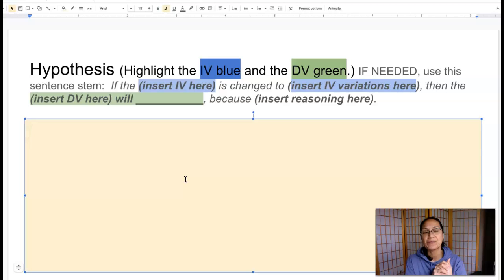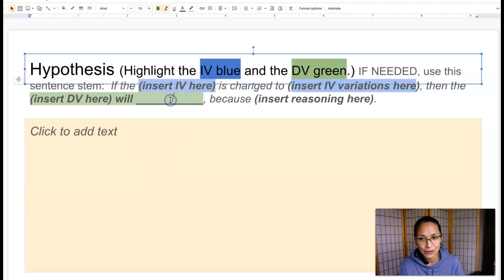All right, so the sentence stem goes, if the, insert the IV, is changed to, how are you changing it? Then the, insert the DV, will, and then on this blank, you give your guess. What do you think will happen? And then because, and then insert your reasoning on why that is your guess.